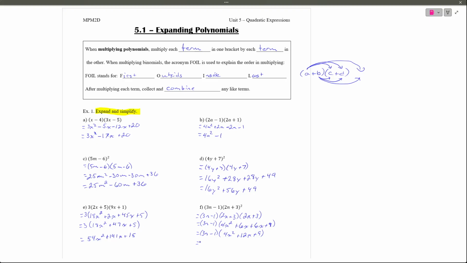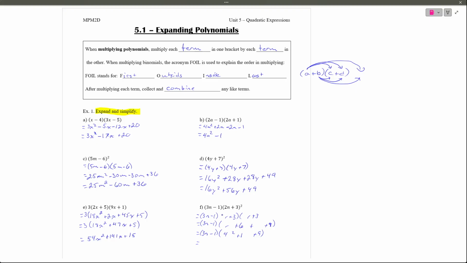3n times 4x squared. So we end up with, wait, how did I get x's? Those should be n's. I don't know how that happened. So let's go back and fix these because that definitely changes the problem. Ugh, I think I'm destroying everything here. We're going to have to do a little writing here. Oh my goodness, this is the worst eraser tool ever. Okay, let's try this again. We'll see if we can clean this up over here.